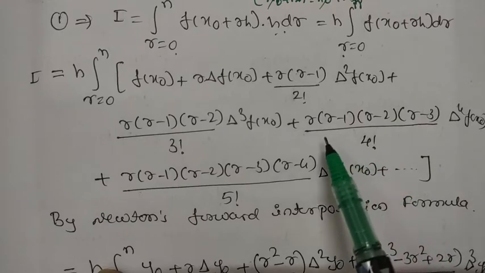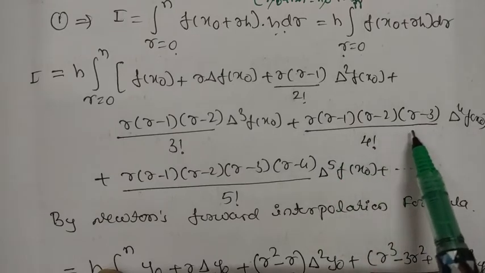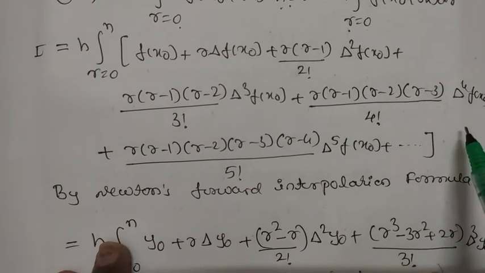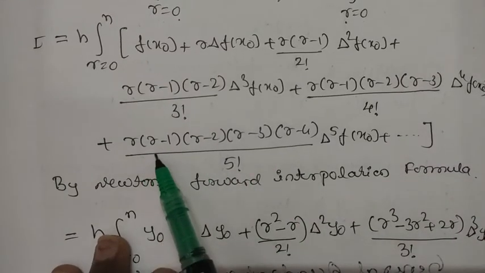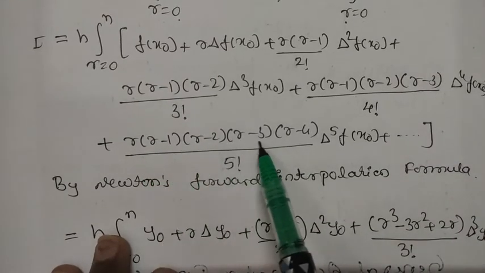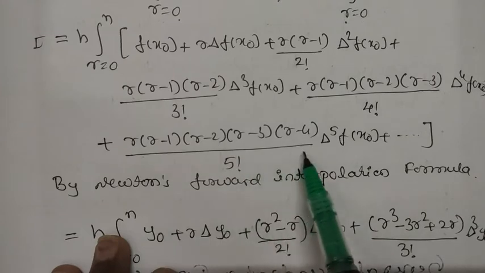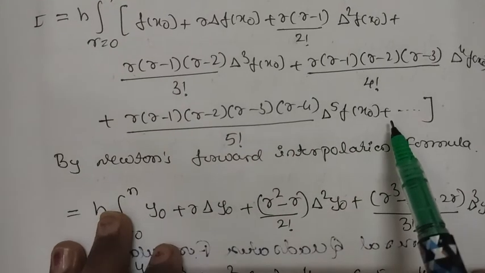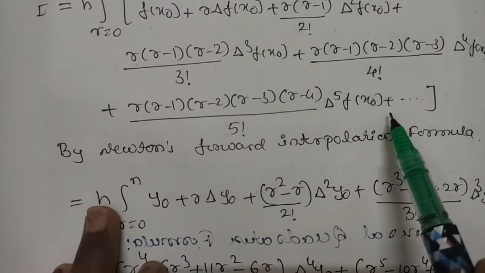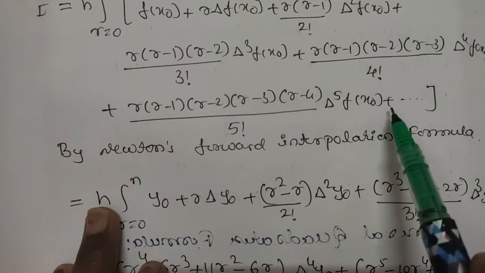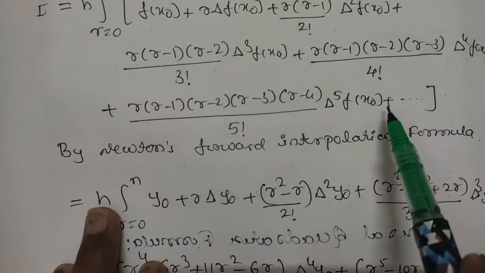So it is r into r minus 1, r minus 2, r minus 3 divided by factorial 4 delta raised to 4 f of x naught, plus r into r minus 1, r minus 2, r minus 3, r minus 4 divided by factorial 5 delta raised to 5 f of x naught. If you want, you can write one more term, because this term helps in finding the derivation for Weddle's rule in the next topic.